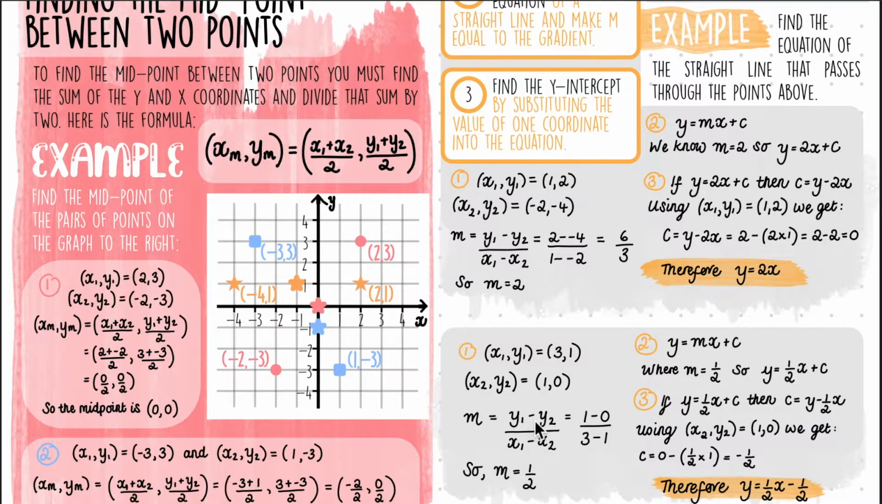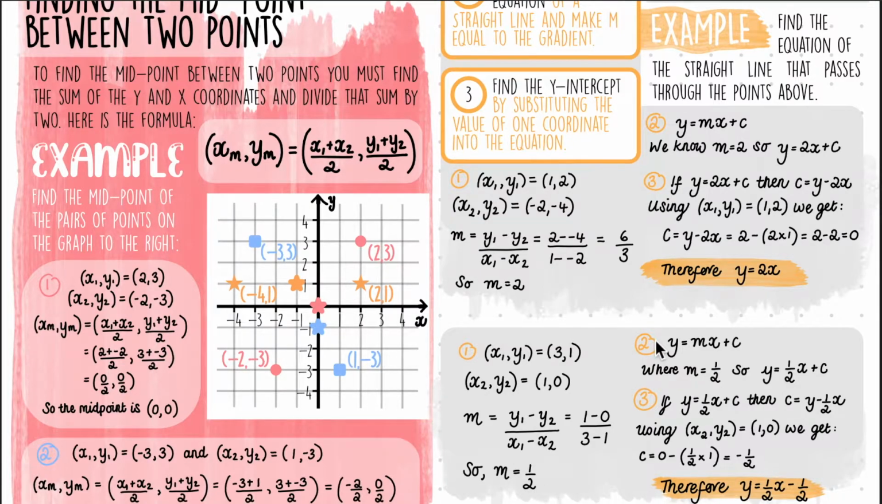Now these y values and x values come from the coordinates up here. So we just put these numbers into here. So y1 is this guy 1, so we get 1 there. y2 is 0 from here, so we get 0 there. x1 is 3, so we get 3 there, and x2 is 1, so we have 1 there. This fraction then simplifies to a half. So we have m is equal to the half, so the gradient is equal to half.